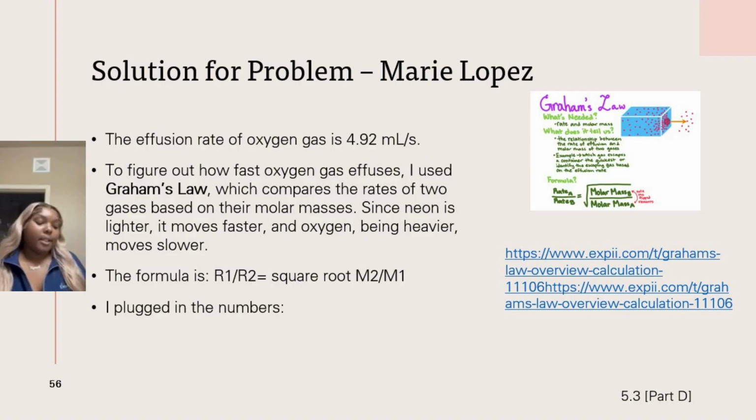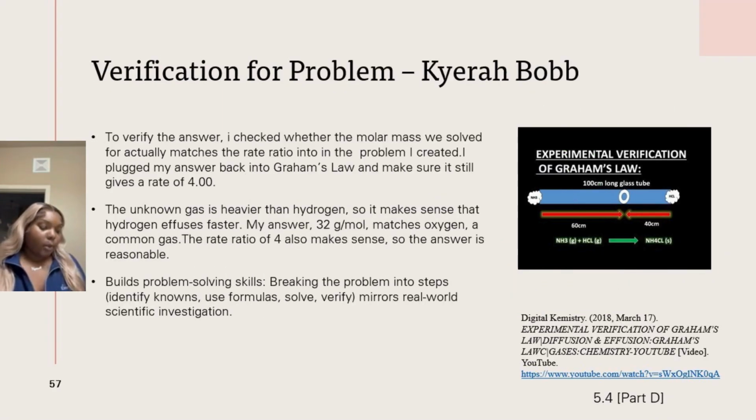To verify my answer, I plugged the molar mass I found back into Graham's law. I did the square root of 32 over 2, and that gave me 4, the same rate ratio I was given before. Since the calculations matched the original information, I confirmed that my answer was correct. The unknown gas is heavier than hydrogen, so it makes sense that hydrogen effuses faster. My answer, 32 grams per mole, matches oxygen, a common gas. And the rate ratio of 4 also makes sense, so the answer is reasonable.